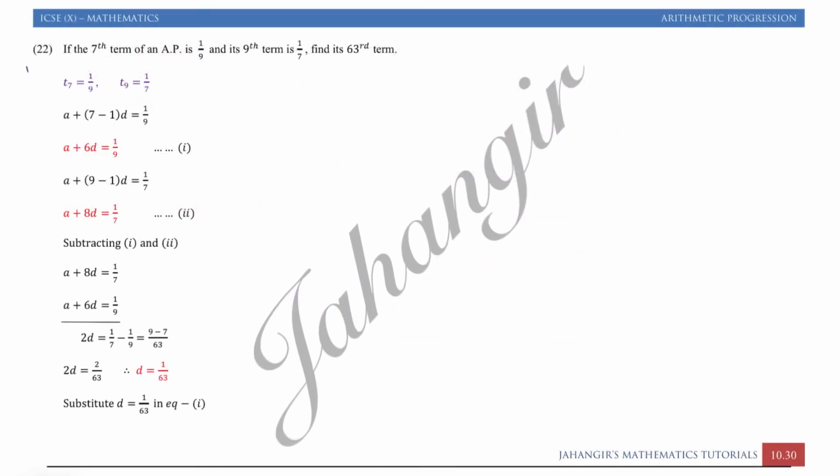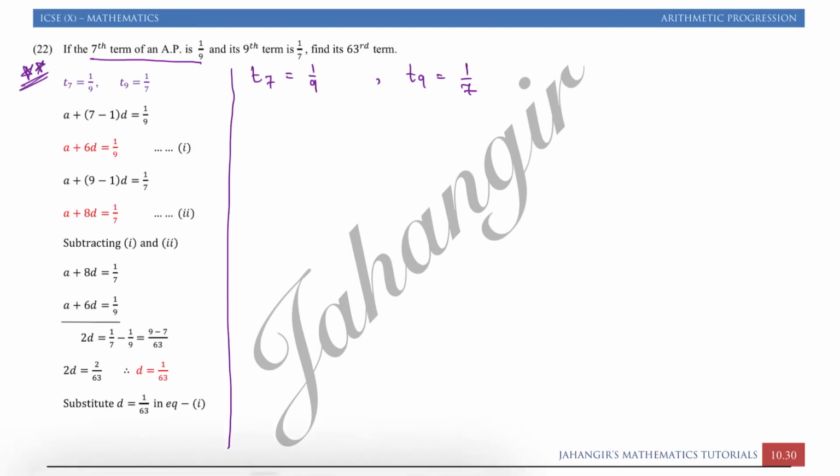Question 20 is very important. This type of question is very important, in which two terms are given, and we have to find the first term, common difference and some other term. Actually these pattern questions are quite simple, but it's an important question. You should know how to do it. If the seventh term of an AP is 1 by 9, so we can say T7 is equal to 1 by 9, and another, the ninth term, is given, T9 is equal to 1 by 7. We have to find the 63rd term.